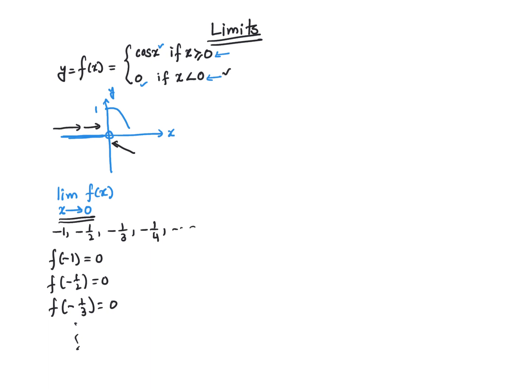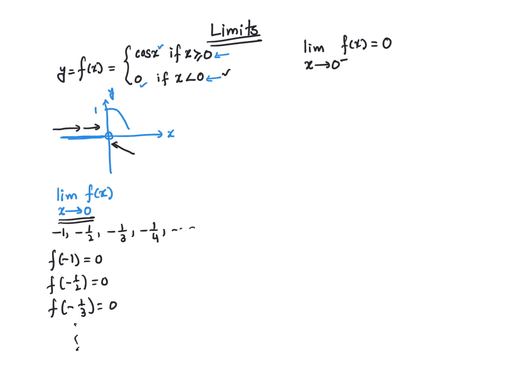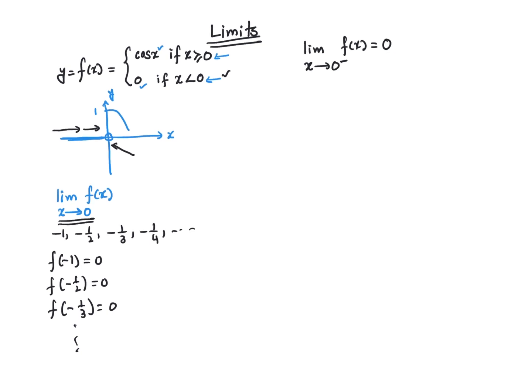So let me write it out: the limit as x approaches 0 from the left side of f of x is equal to 0. Now let me introduce a bit of notation. If you are approaching a point from the left-hand side, it's conventional to use a negative sign on top of the point that you are approaching. So we are approaching 0 from the negative side. All right? So that's what I get. Now I'm going to approach 0 from the positive side.